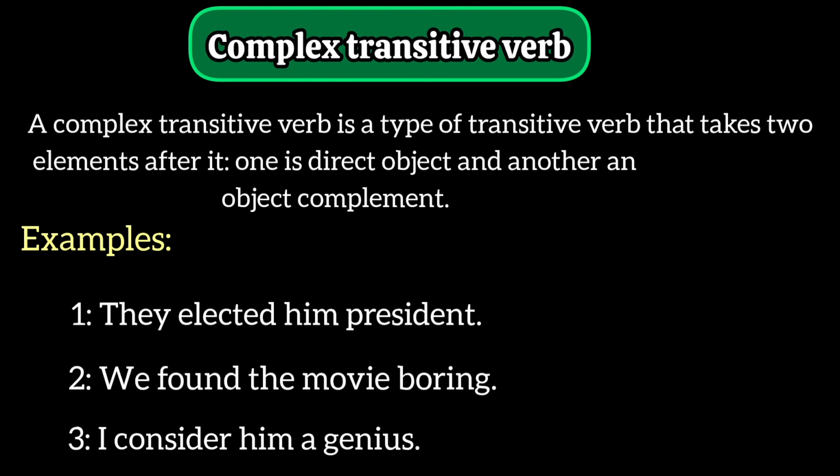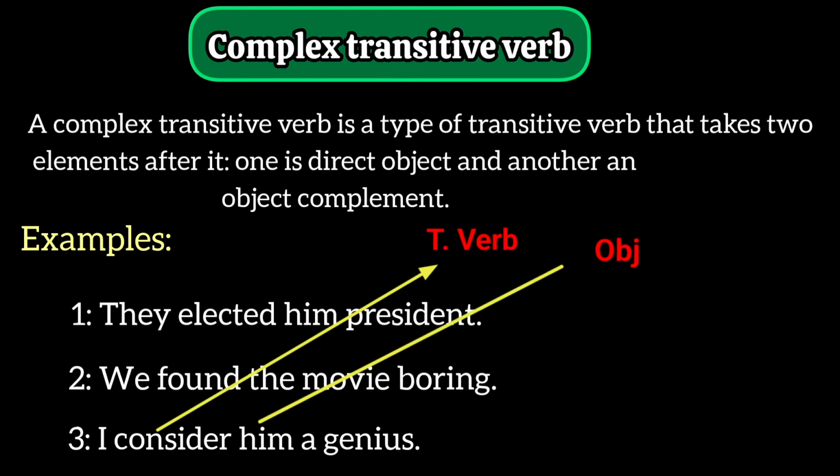I consider him a genius. In this last sentence, the verb consider is a complex transitive verb because it takes both a direct object and an object complement. The direct object is the pronoun him, which is the person receiving the action of the verb. He is the one being considered.